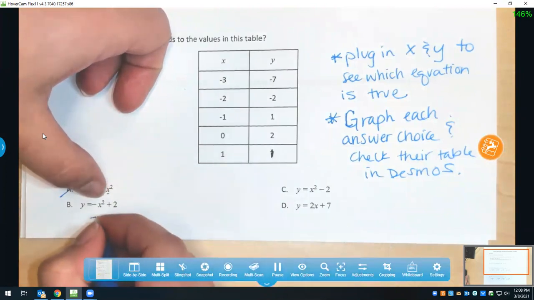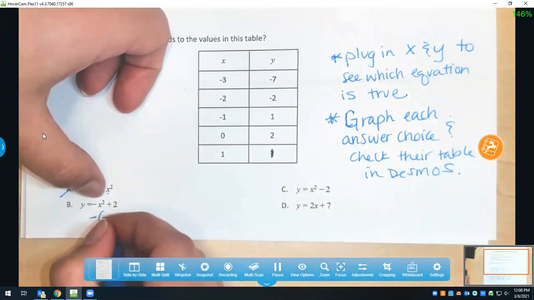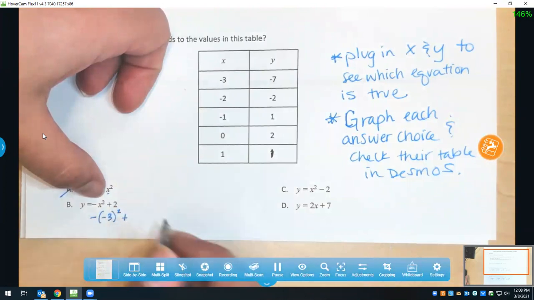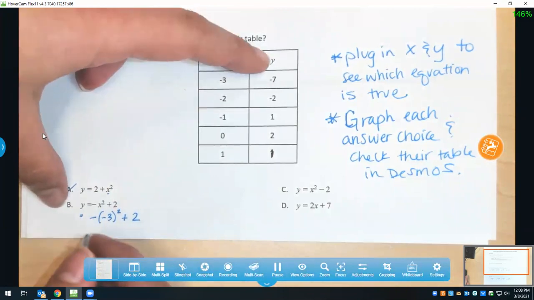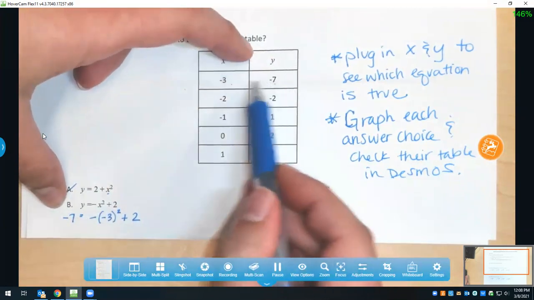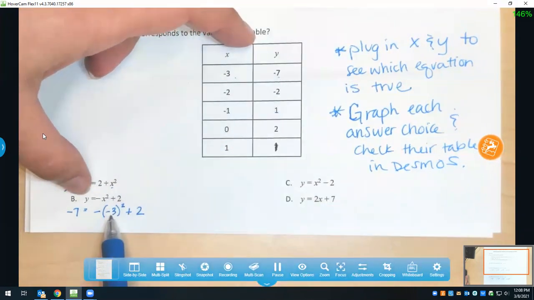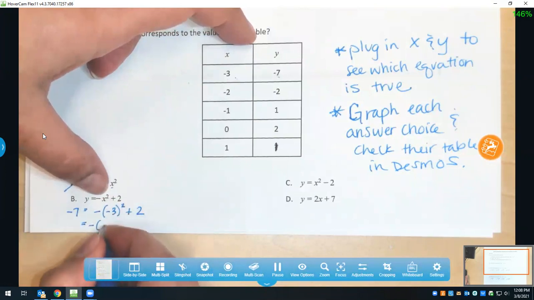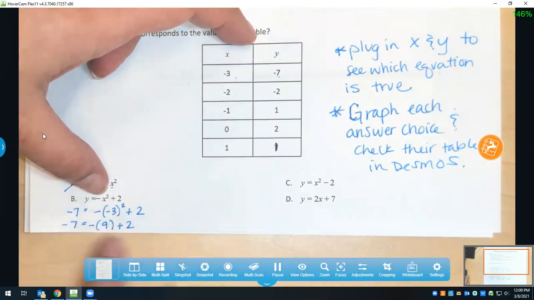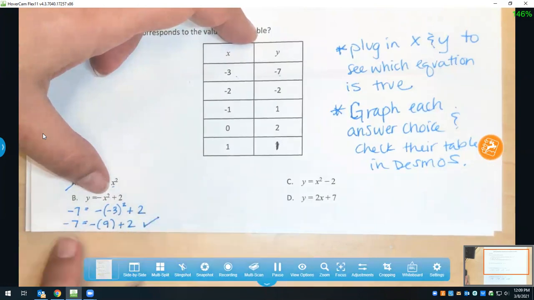So let's stay with the -3. I just want to remind y'all, when you square -3, let's see what we get, right? We're saying we should get -7. So plugging in x and y from my table, when you square -3, you get a positive 9. But then this one had that extra negative in front. So is that going to be a true statement? Negative 9 plus 2, is that negative 7?